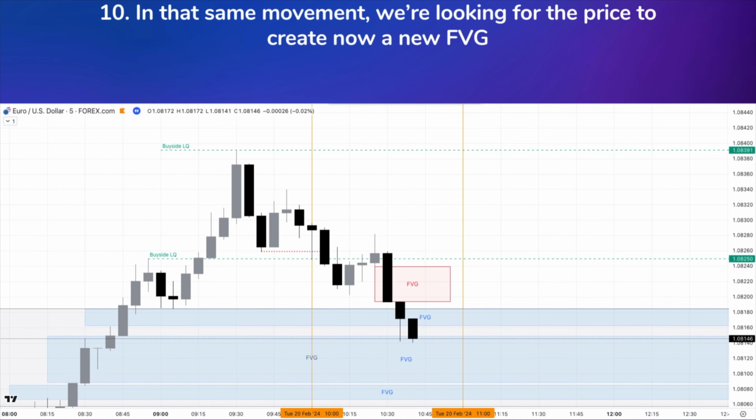Step number 10. In that same movement, we are looking for the price to create now a new fair value gap. And we have it here. So in that same price movement, the price is still going lower. We're waiting for the price and looking for the price to create a fair value gap. And you have it here with a red box.